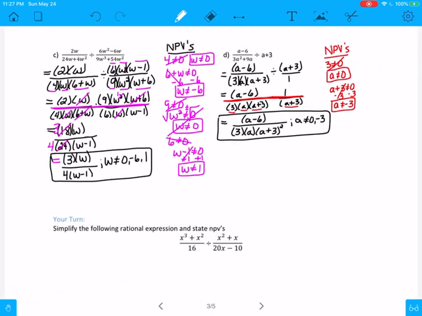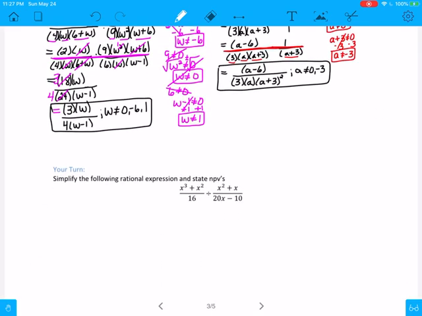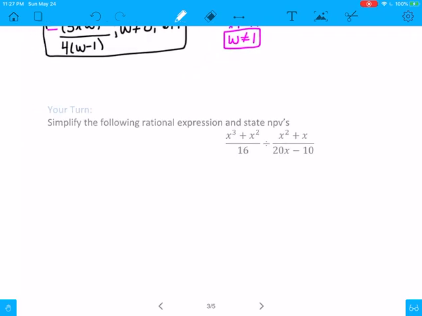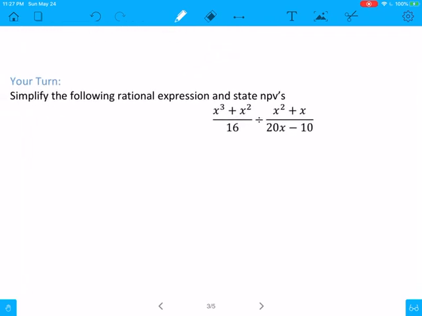At any point in time you want to try these on your own, please go ahead. Try them out first and then check and see if you got them right. So here's a your turn. You could pause it and then try it out and then play it, see if you got it right. So it says simplify the following rational expression and state NPVs.